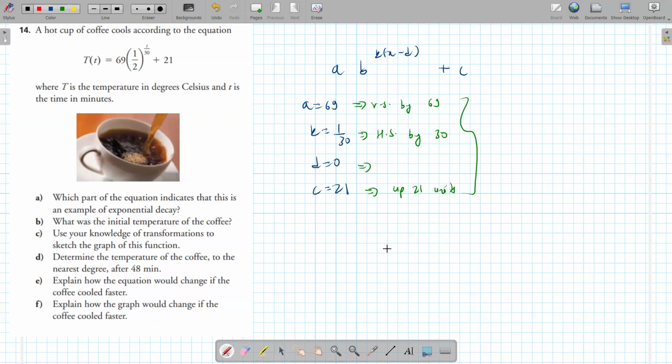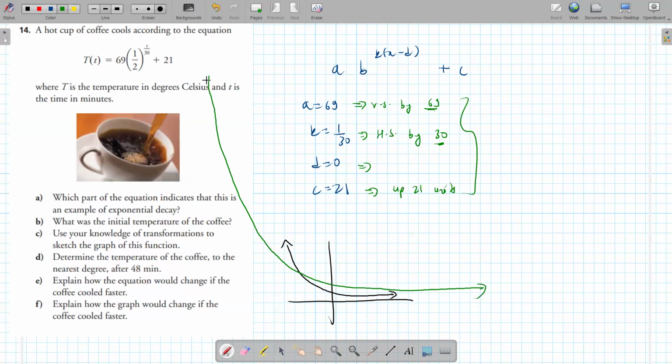So a very rough sketch of this. This is what the parent function looks like, 1/2 to the power of x. If you stretch it in both directions, it'll probably look something like this. And then it doesn't move left or right, but it goes 21 units up. So for your final answer, you can just take these points and move them 21 units up. Or it looks something like this. Okay?